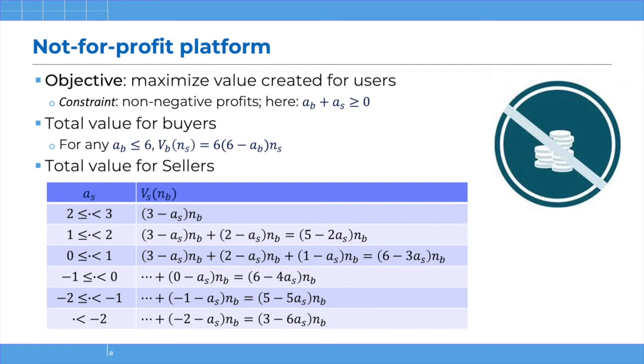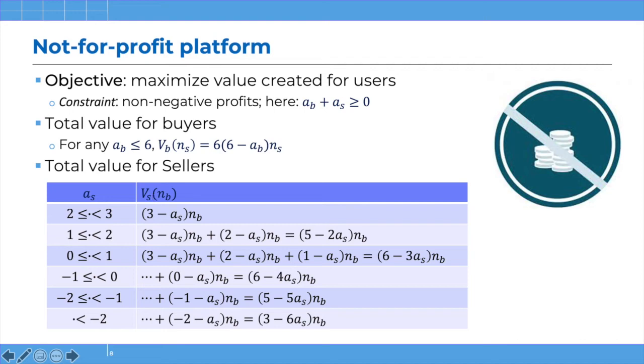Now this is what I needed to be able to say something about prices that must be chosen to maximize the total value created for the users, and this total value for a given number NS and NB is going to be the sum of VB and VS.